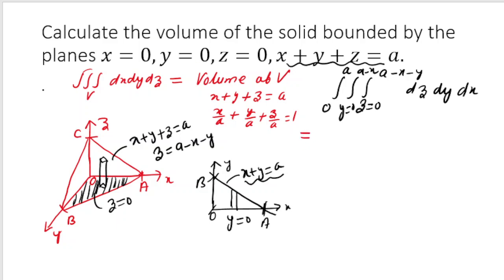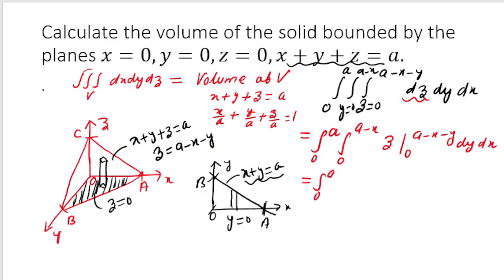So the computation part is very easy. We can easily calculate. So 0 to a, then 0 to a minus x. The limit of dz is z, so I will write z, and limit is 0 to a minus x minus y, and then dy dx. So this will give me what? This will give me 0 to a, 0 to a minus x, and z will be a minus x minus y. If I put z is equal to 0, I will get 0, I will get dy and then dx.